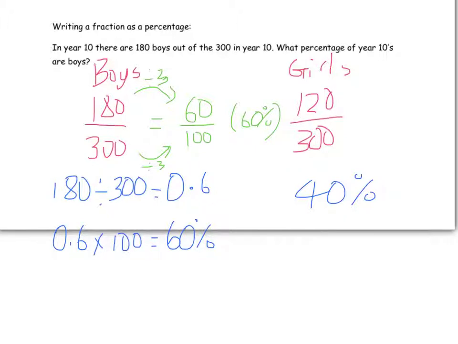And likewise, if you did this with the girls, we'd have to make these into fractions out of 100. So to get from 300 to 100, we divide by 3. So we do 120 divided by 3, which is equal to 40, which refers to 40%.